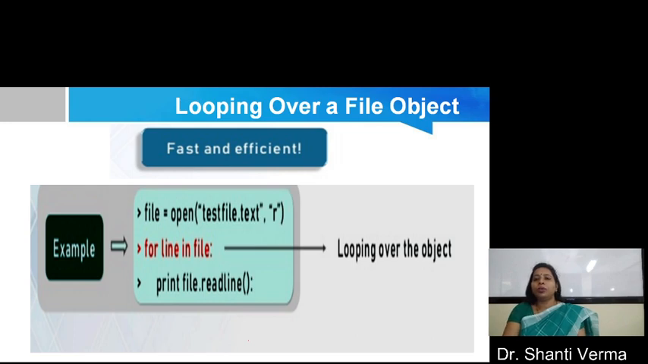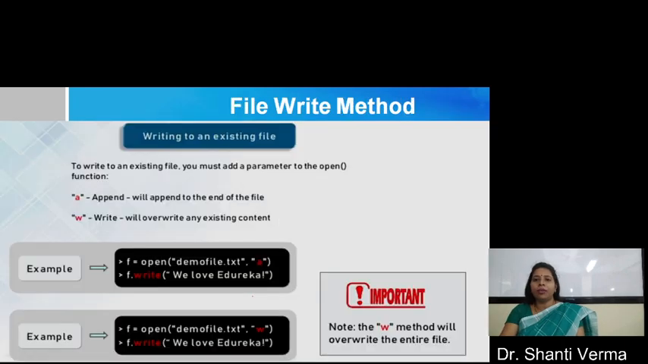So how can we perform fast and efficient reading? For performing fast and efficient reading, we can use a loop, looping over the object. For that, first you have to open a file, and after opening the file, you have to make a loop that moves over the object. So you have to write for line in file, and then within the loop you have to print that line. This is a very fast and efficient method for reading a file.